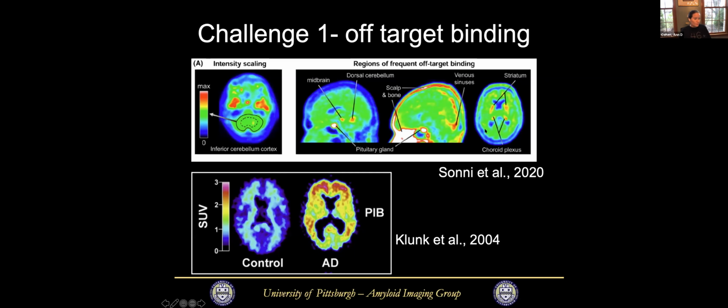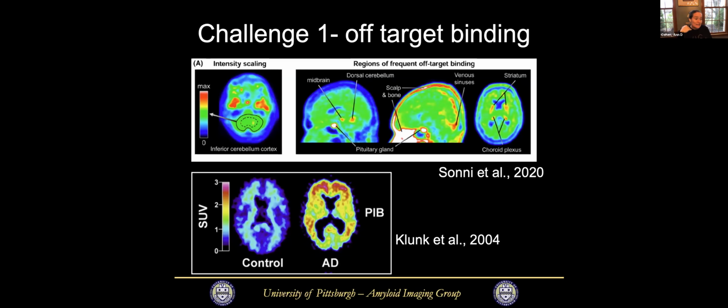The biggest problem with these tau tracers is that they bind to the choroid plexus. They frequently bind to the choroid plexus. The issue with this is that there's a lot of tau in the hippocampus. The hippocampus sits inside the ventricle where there's choroid plexus lining all around it. So it's been a real challenge, and very frequently we just throw out hippocampal data because we can't distinguish whether we're looking at binding of choroid plexus or binding of hippocampus.